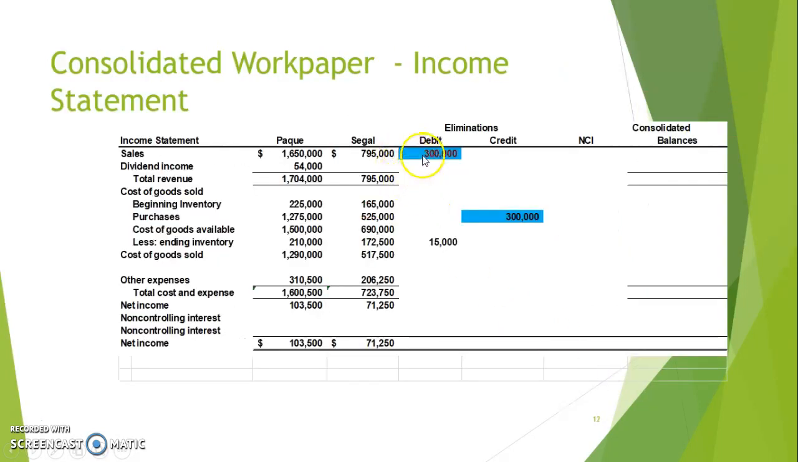So these entries here, we debit sales with 300,000 to reduce the sales, and we're reducing the cost of goods sold by a credit to the purchases of 300,000. Also in the income statement, the ending inventory is debited with 15,000. This will reduce the inventory of the parent, moving it from the 75,000 down to 60.